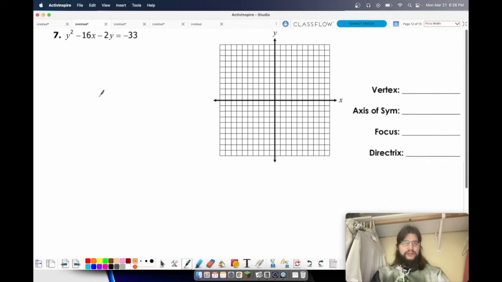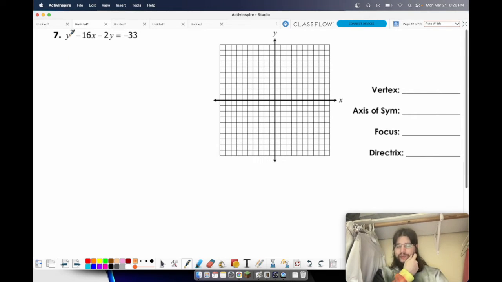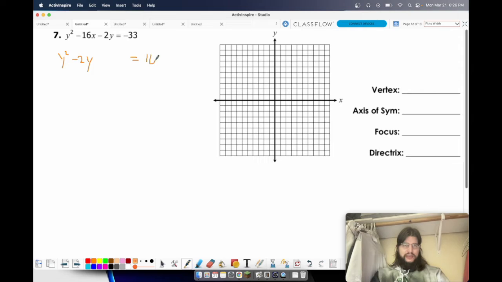Complete the squares. So what's the quadratic part here? The y. So this is going to be horizontal. So I need to complete the squares with the y. I need to get all the other stuff to the other side. That's what I'm going to do. First I'm going to rearrange it. Y squared minus 2y something equals 16x plus 30 minus 33.